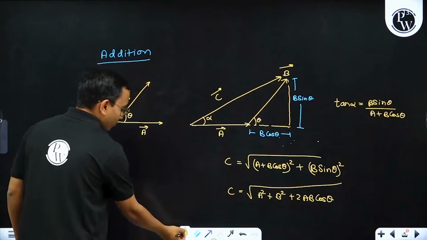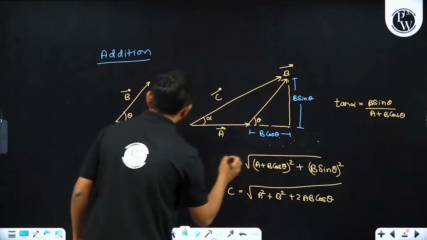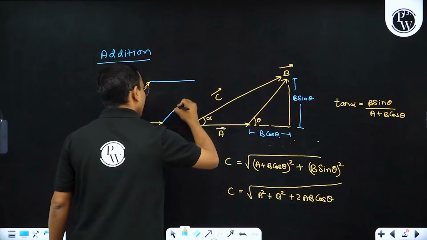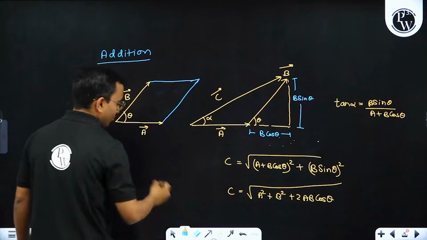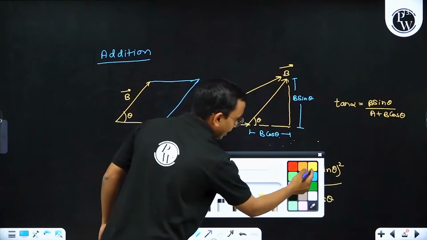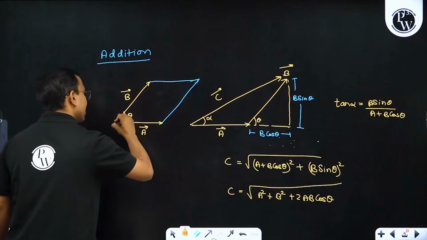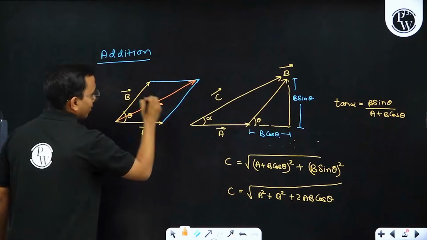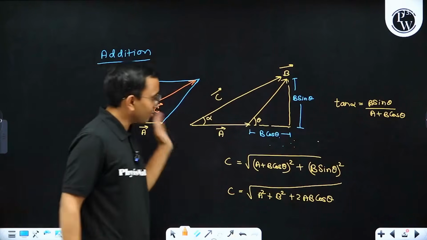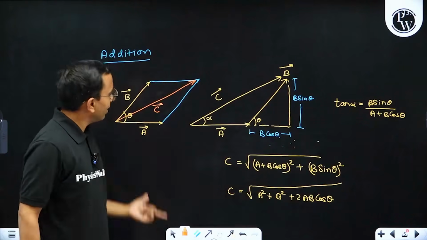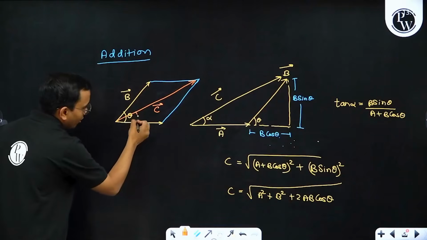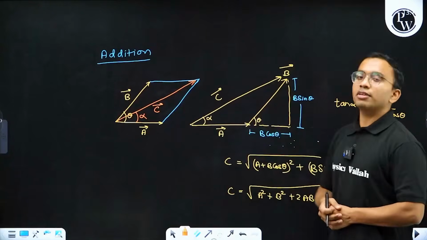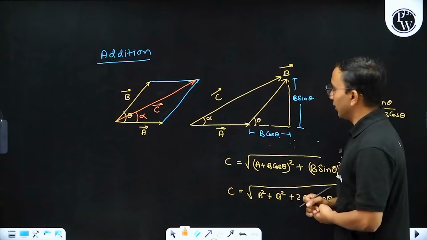And the parallelogram law of vector addition is, here I can show you. This becomes a parallelogram and my resultant vector will be this. In the same way you can find this magnitude will come out to be the same, and the angle alpha will also come out to be the same. This is one of the ways how we find the magnitude and the direction.